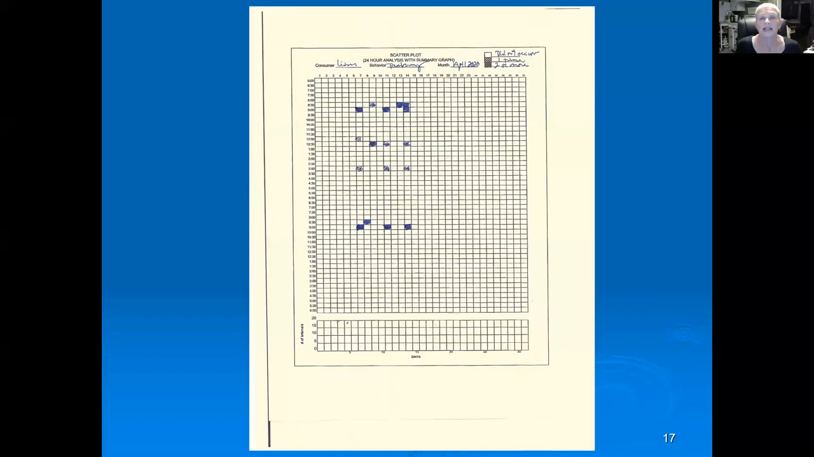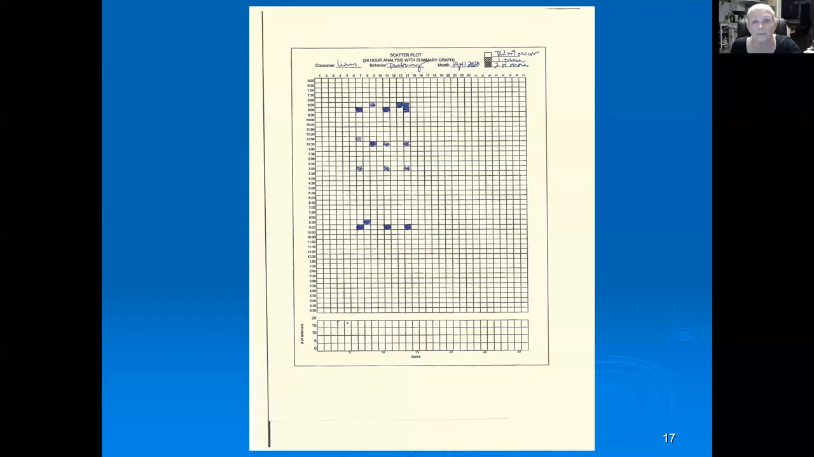You're going to blacken it all the way in if it happened two times or more in that time increment. You're going to do little marks that are diagonal if it happened one time, and you leave it white if the behavior didn't occur. I just did it for today, which is the 7th through the 14th for you. But you could take data all the way till the end of the month on this. And I showed, he tantrumed today on the 7th at 9 o'clock.